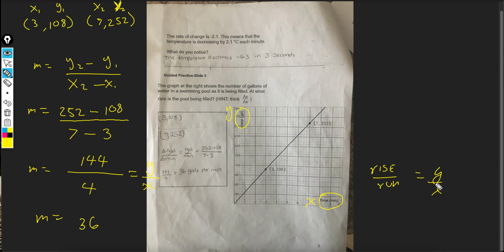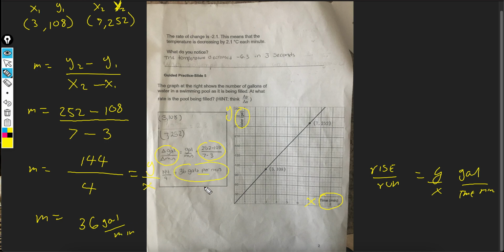So, coming back to this. Our rise over our run, y over x. So what do we state that our y value is? Our y value is gallons. Our x value is time, specifically in minutes. So this means that this is 36 gallons per minute. Because, right, rise over run. Perfect.